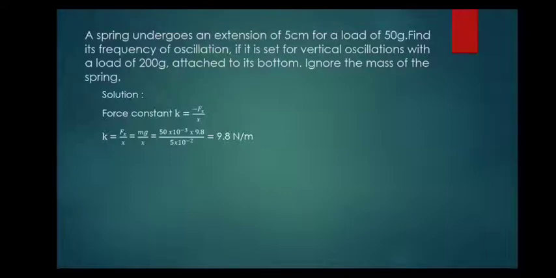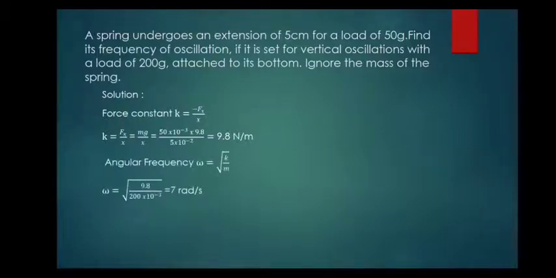So load acting during the extension can be taken as m equals 50 into 10 to the power minus 3. To find the frequency of oscillations nu, force constant we need to calculate first. So k equals F by x. F is nothing but mass into acceleration due to gravity. So 50 into 10 to the power minus 3 into 9.8 divided by the extension, which equals 5 into 10 to the power minus 2. So you will get 9.8 Newton per meter.